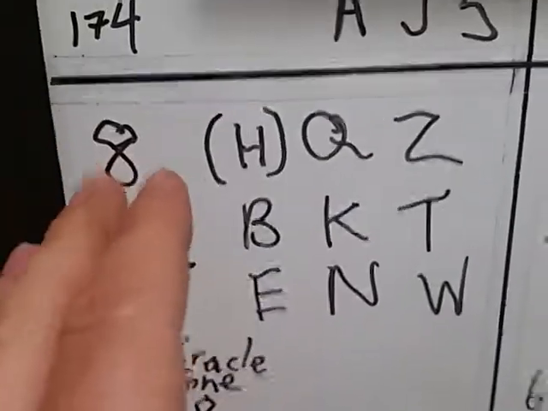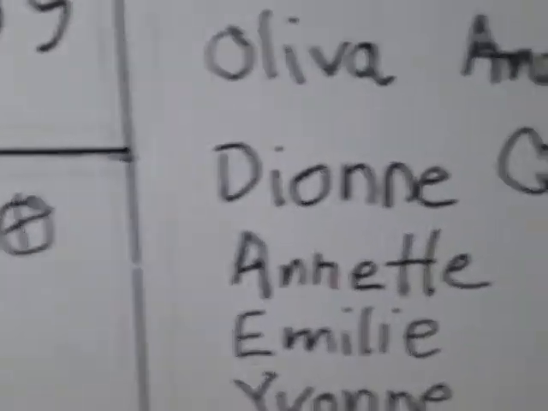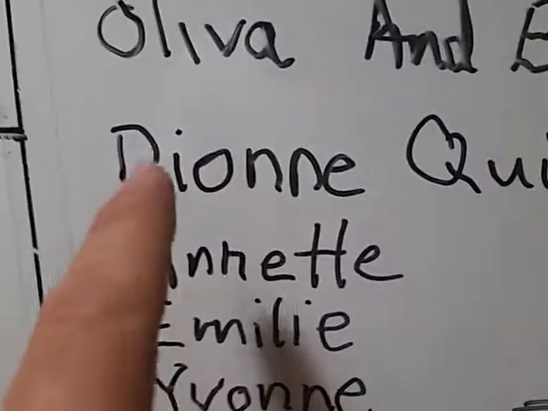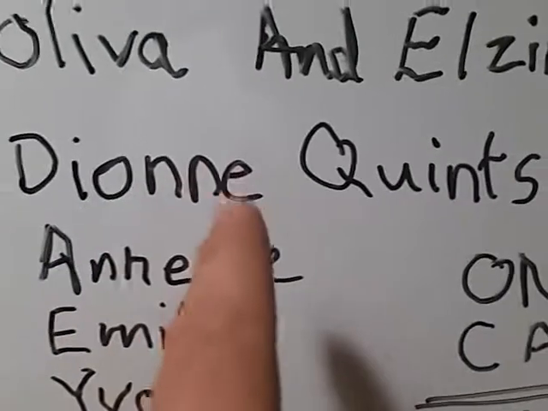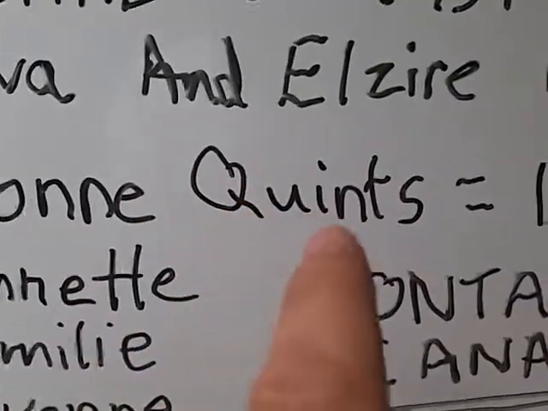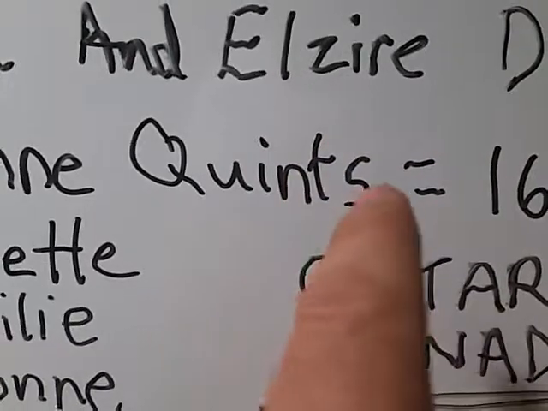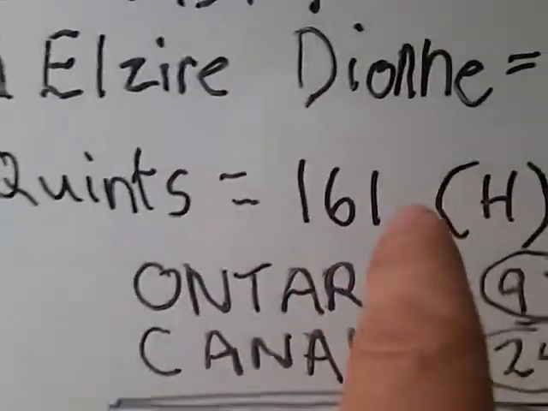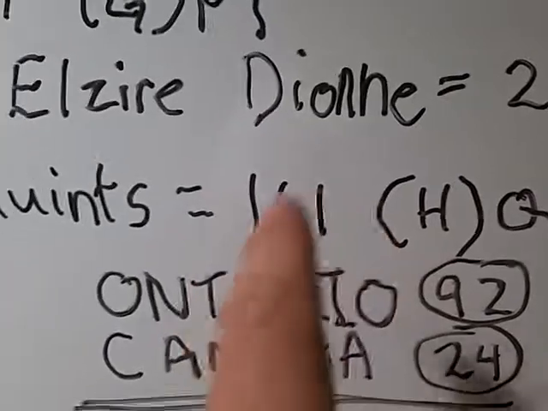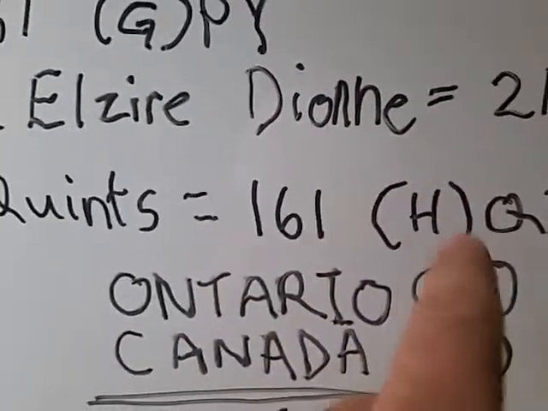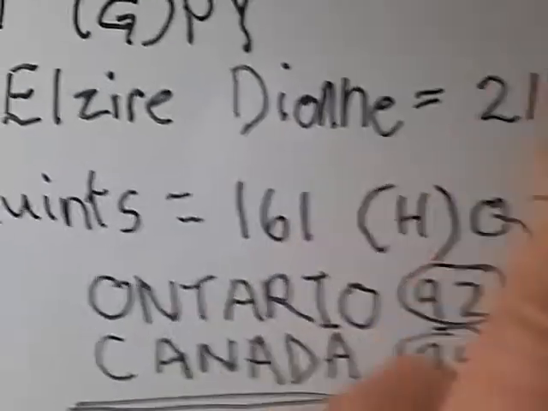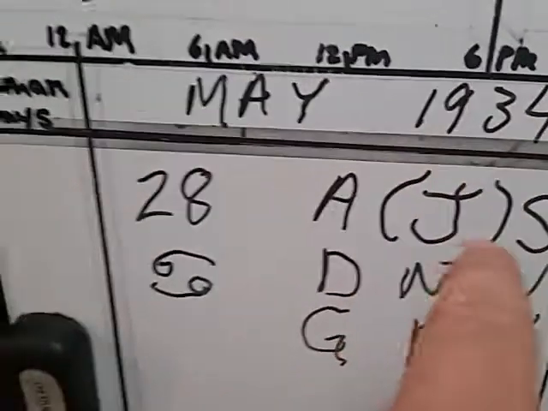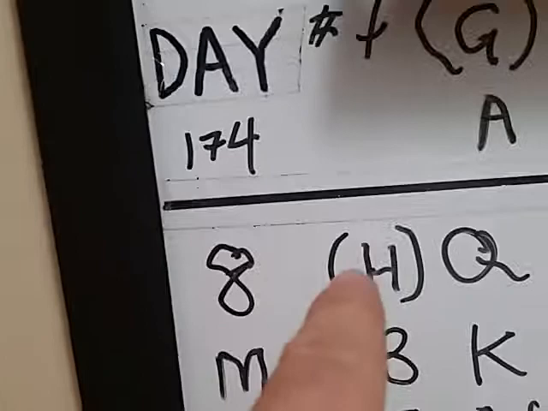Okay, so this H, if we add up Dionne Quints, so we add D plus I plus O plus N plus E plus Q plus U plus I plus N plus T plus S, that equals 161. 1 plus 6 plus 1 is 8, which the H gets the bracket. So this is saying Dionne Quints, and this is saying Dionne quintuplets. So we're getting a double verification here.